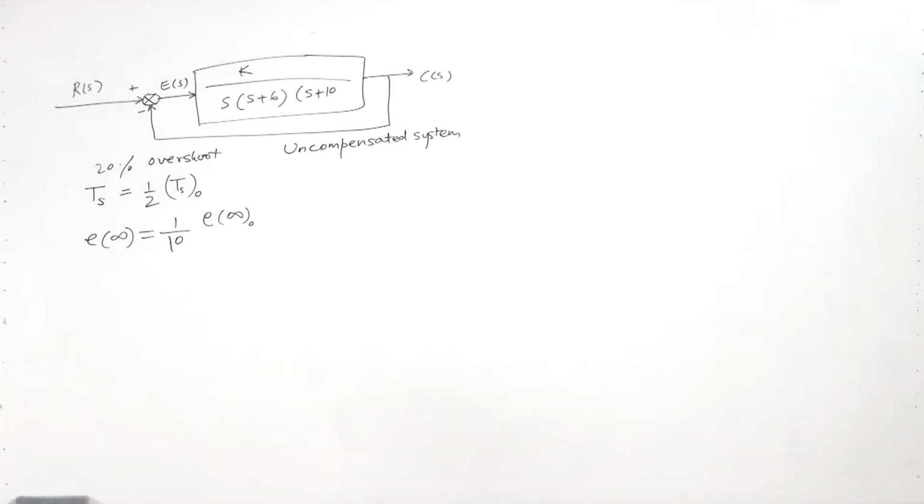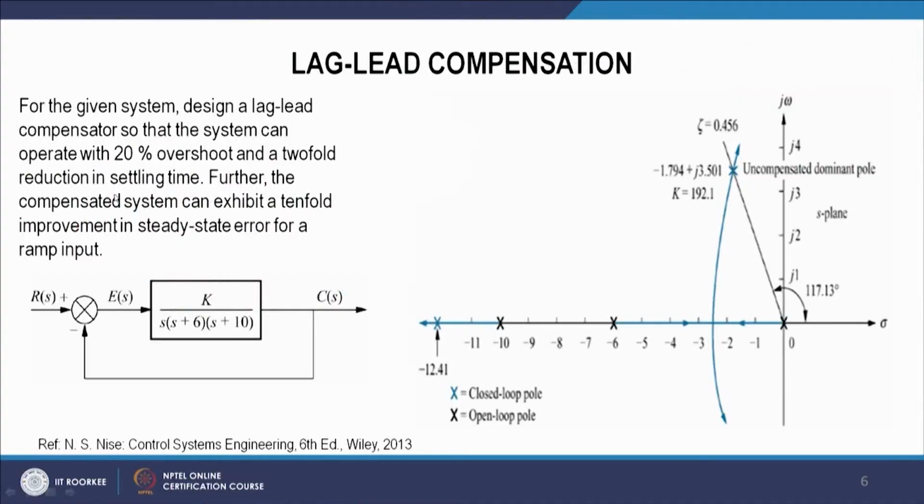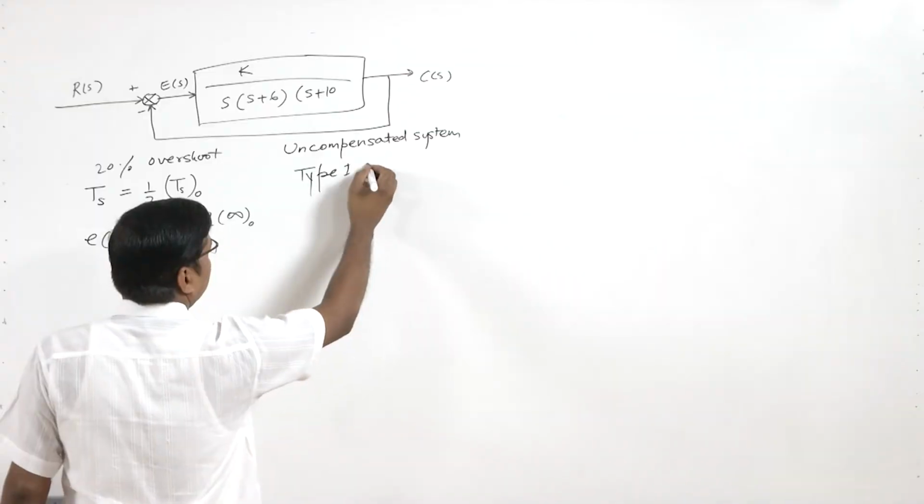So here we can read this problem: for the given system, design a lag-lead compensator so that the system can operate with 20% overshoot and a two-fold reduction in settling time. Further, the compensated system can exhibit a 10-fold improvement in steady state error for a ramp input. This is a type 1 system, so the test input will be ramp.